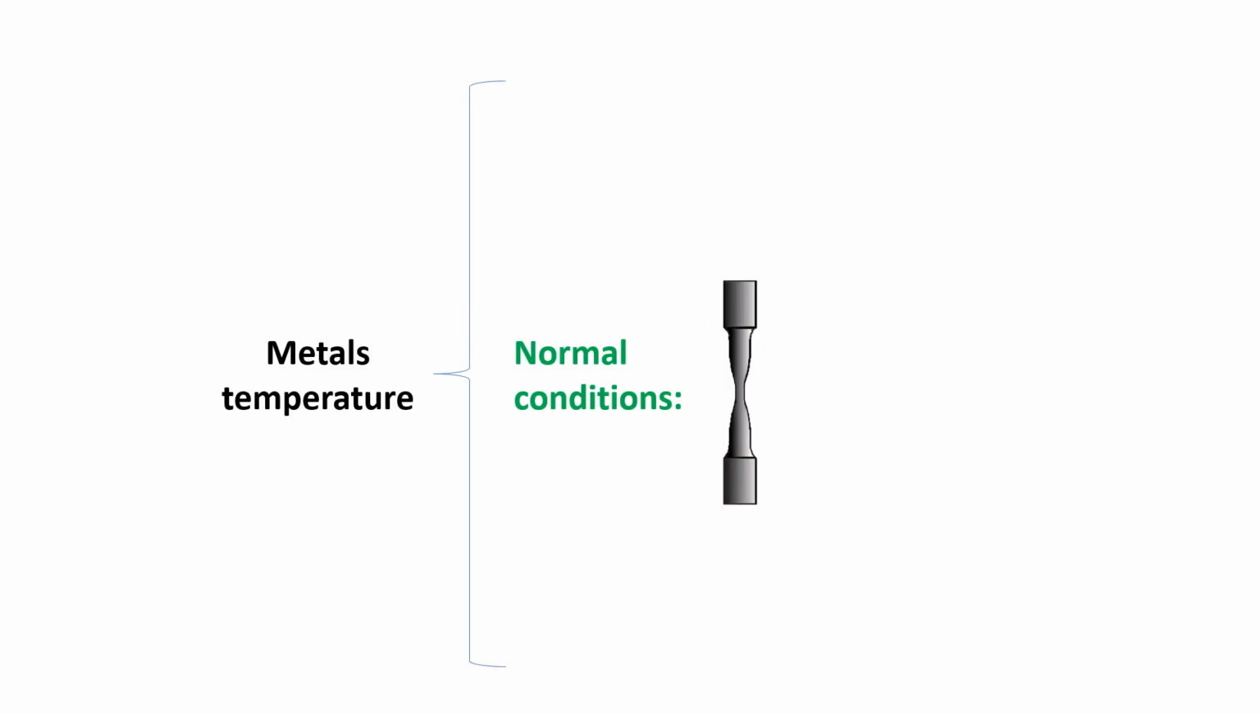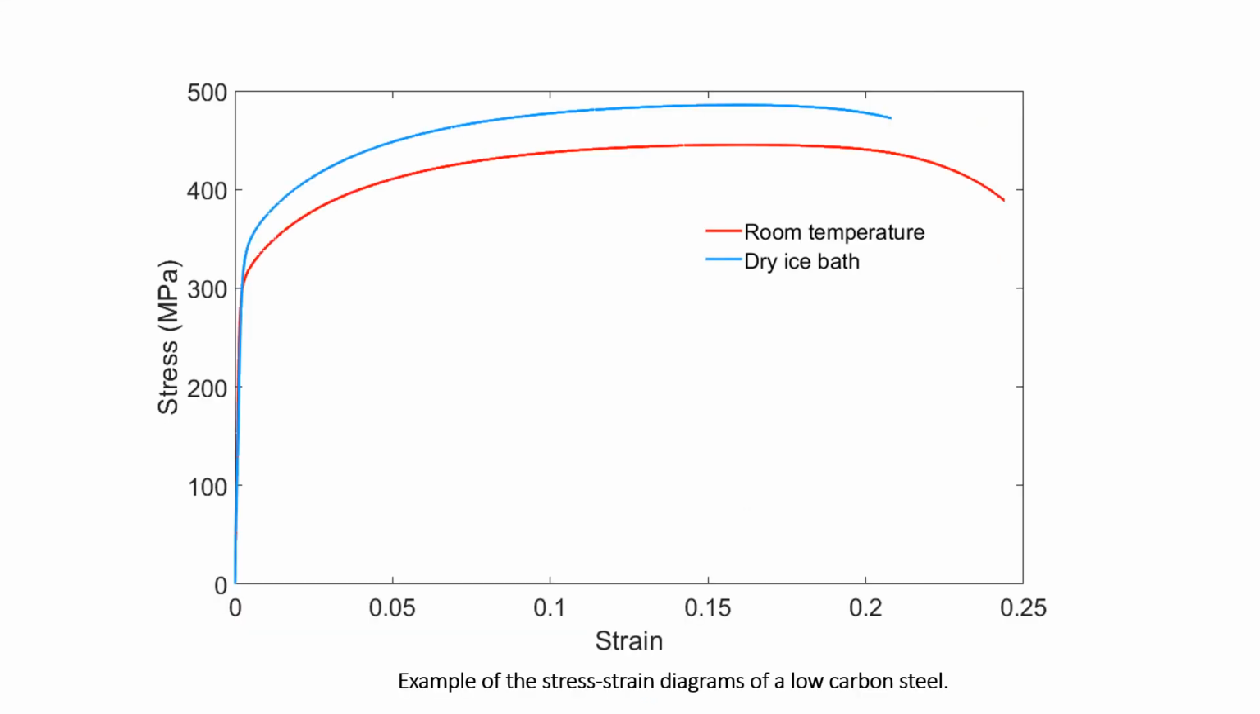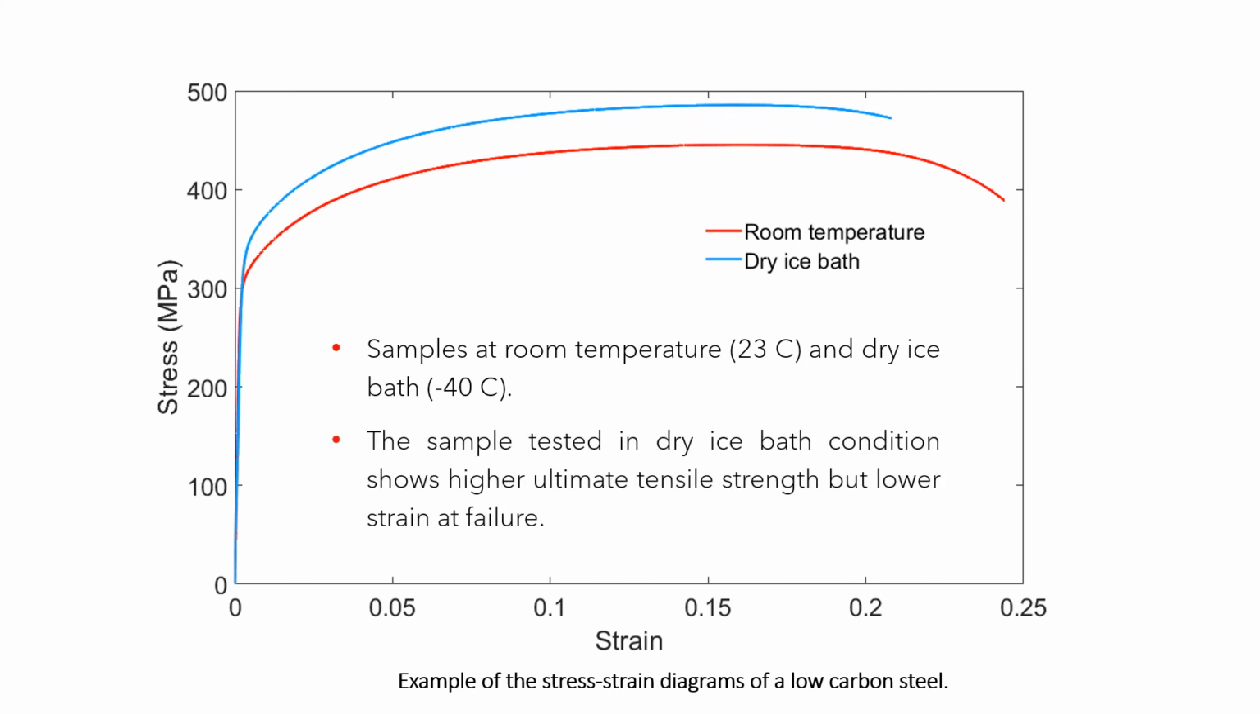Temperature. Temperature is an important condition for the behavior of materials. Let's see, as an example, the case of the metals. Generally, metals become weaker and more ductile at elevated temperatures and become brittle at very low temperatures. This stress-strain diagram shows the behavior of a low-carbon steel at different temperatures. The red curve is at 23 Celsius and the blue curve is at -40 Celsius. With the graphic, it's easy to realize that the sample tested in dry ice bath conditions shows higher ultimate tensile strength, but lower strain at failure.